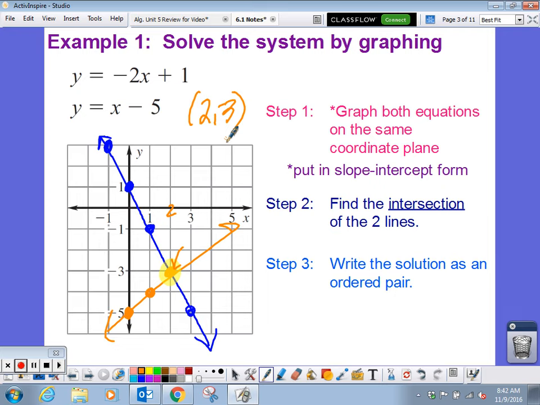The good news about all of these systems is if you wanted to check these, you could, because that point needs to work in each one of those equations. So I could take 2 and plug that in for my x's, and I could take -3 and plug that in for my y's, and these equations have to be true. So if you look at that first equation, -2 times 2 is -4, -4 plus 1 is -3, so that works. Then the second one, 2 minus 5 is -3, so that works. You are trying to figure out an x and a y value that will work for both equations.